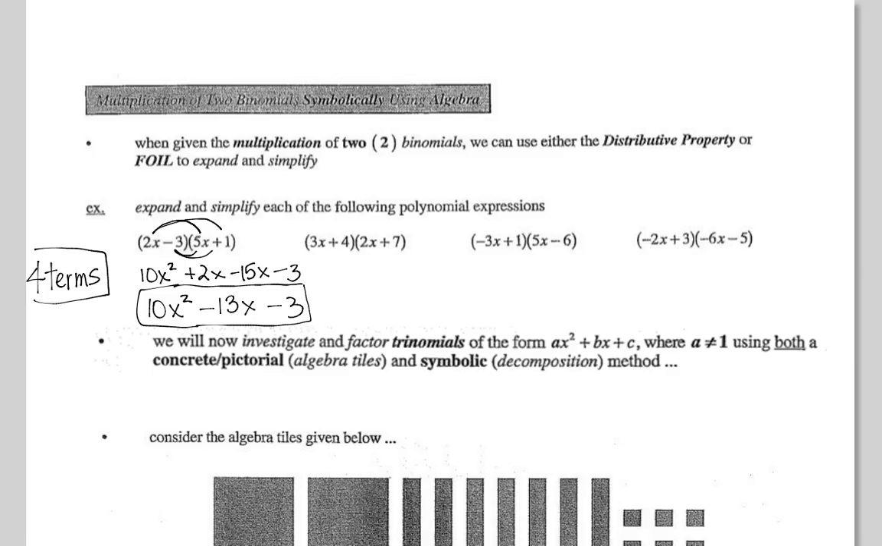So everyone just pause what you're doing, just for a second. What is the AC value for this trinomial? A is 10 and C is, multiply those together, A and C, what do you get? Negative 30.